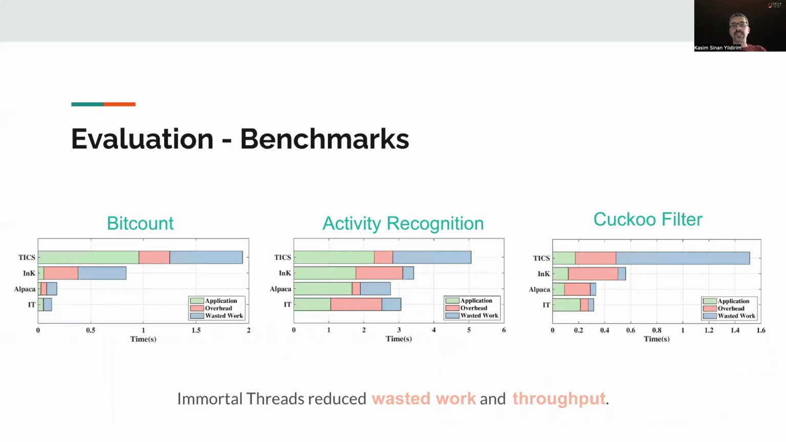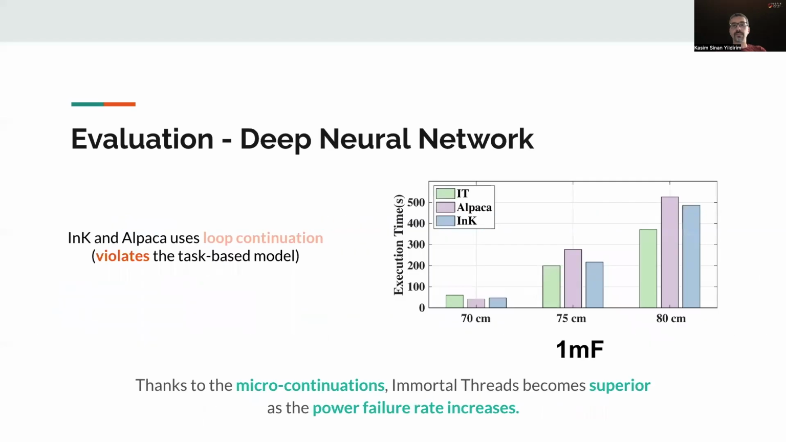In the first set of experiments, we considered bit count, activity recognition, and cuckoo filter benchmarks. We generated a random power failure with a uniformly distributed firing period in the interval of 5 milliseconds to 20 milliseconds, and we observed that microcontinuations reduced wasted work and improved the throughput most of the time compared to existing runtimes with Immortal Threads. Then we evaluated DNN inference.